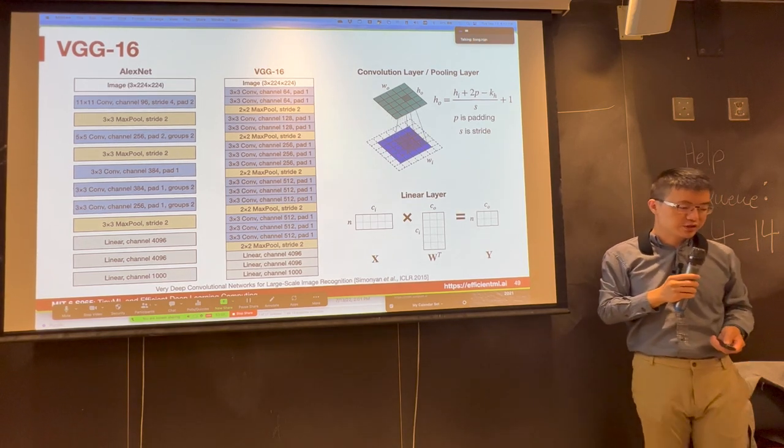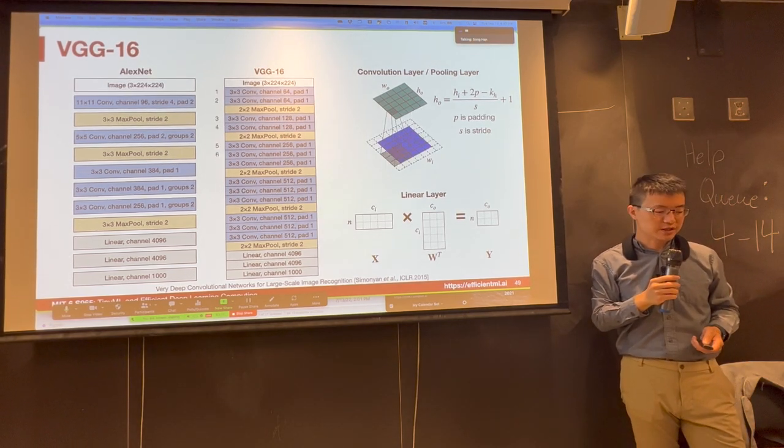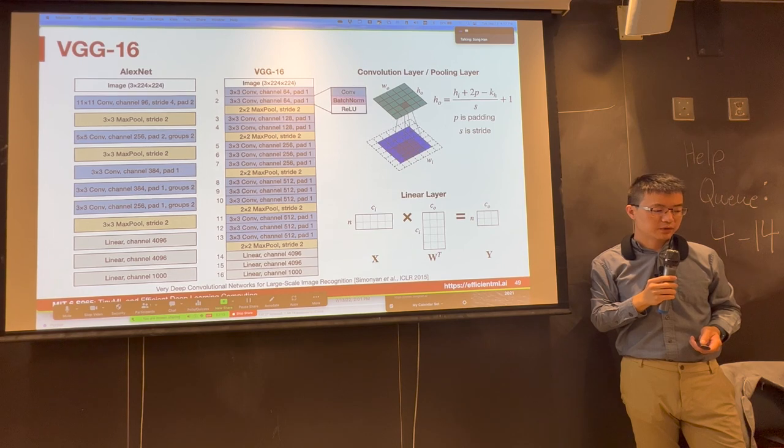Okay, so this is the VGG network, which has 16 layers. Each layer contains the convolution, batch normalization, and the ReLU layer.